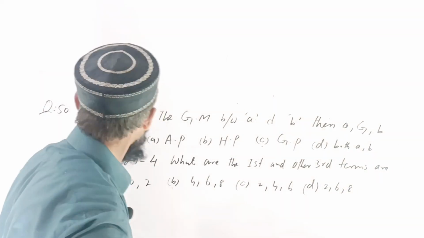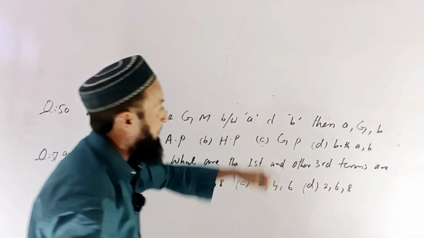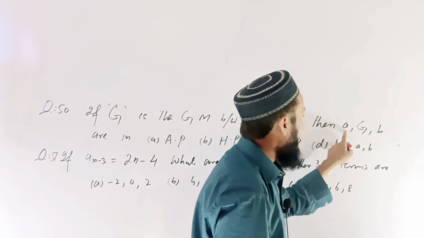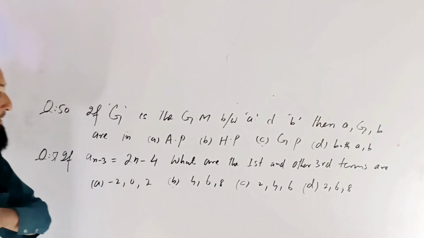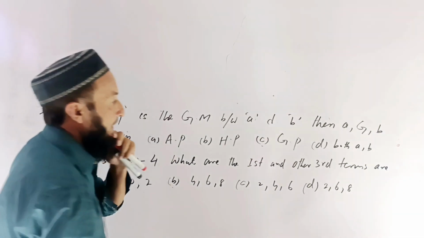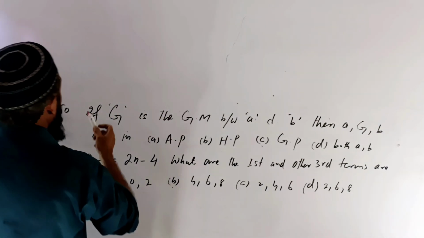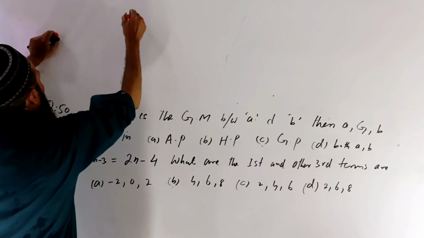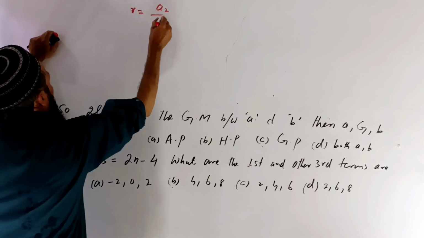Question number 50. If G is the geometric mean between A and B, then what are A, G and B? Are they geometric progressions? Because we already know that for a geometric progression, we find the second term divided by the first term.